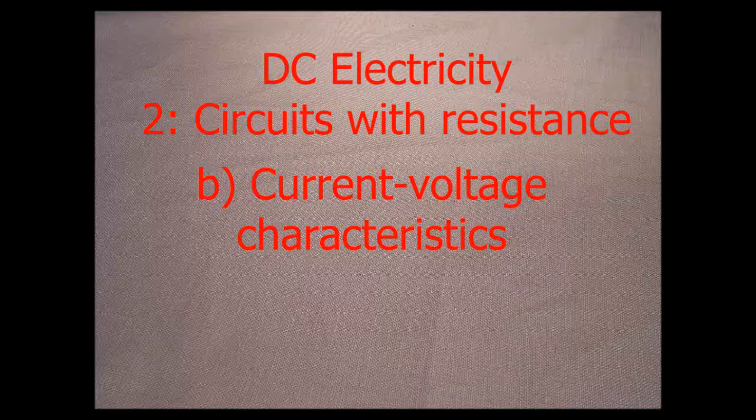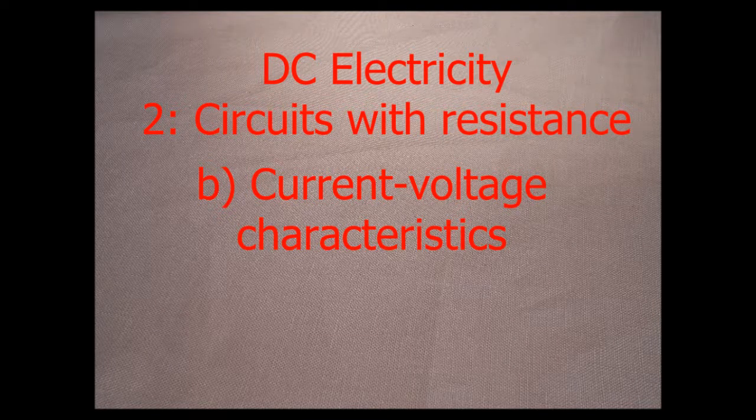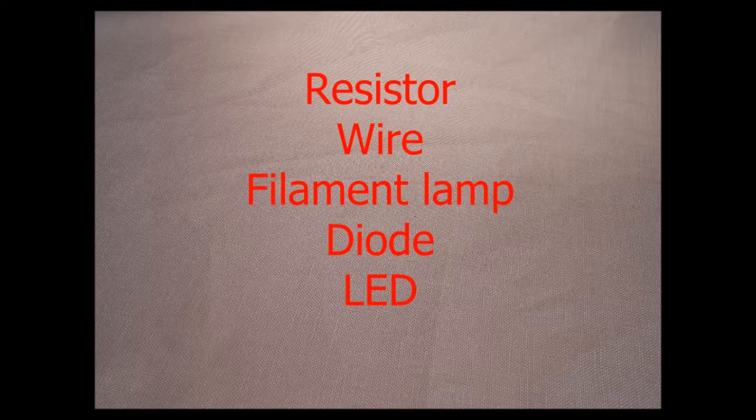This is DC Electricity Part 2, Circuits with Resistance. In this video we look at the current-voltage characteristics of resistors, a thin copper wire, a filament lamp, a diode and a light emitting diode. It also includes sample exam questions.